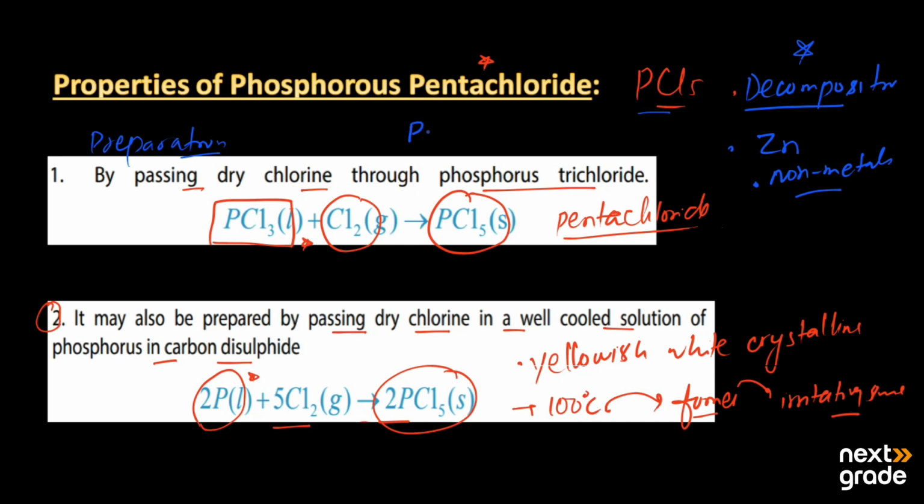And the arrangement of the chlorine atoms is like this: three chlorines on one side and two chlorines on the other side. So this is a simple overview of the phosphorus pentachloride that we have.